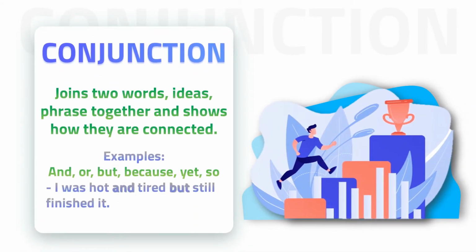The conjunction joins two words, ideas, phrases together and shows how they are connected. For example, in the sentence I was hot and tired but still finished it, the conjunctions in the sentence are and, but.